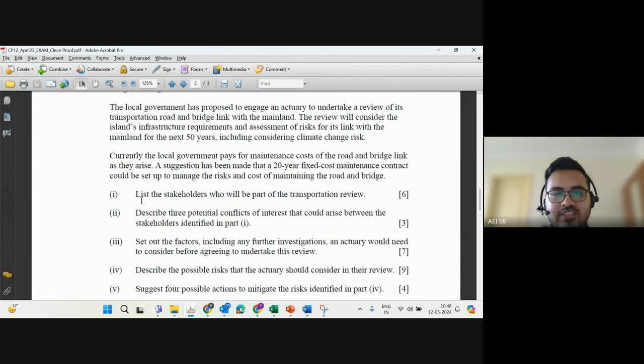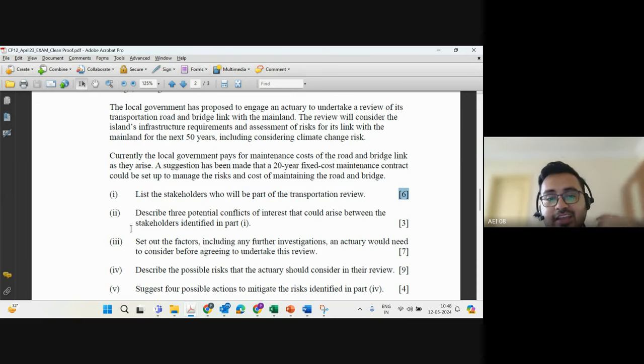So the first question, without the background information, says: list the stakeholders who will be a part of this transportation review. I don't know, we'll look at that, but they said list down all the stakeholders who will be a part of this. So just listing down the stakeholders can potentially give you 6 marks.